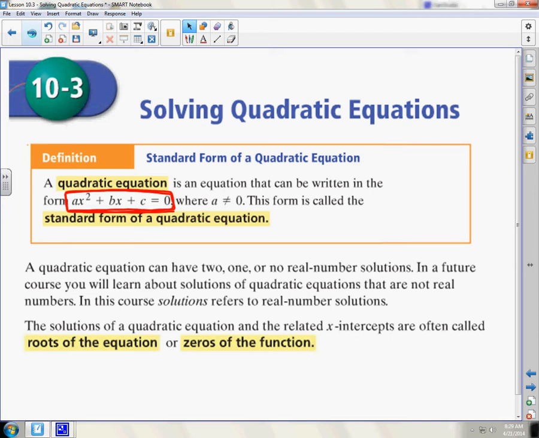In a future course, you will learn about solutions of quadratic equations that are not real numbers. In this course, solutions refer to real number solutions. As you travel further on in math, you'll see that you can get an irrational or non-real number, but here we're just going to be dealing with whole number answers. The solutions of a quadratic equation, and the related x-intercepts, are often called the roots of the equation or zeros of the function.